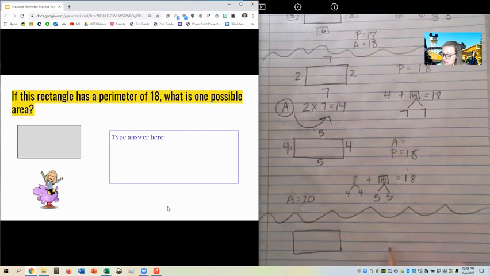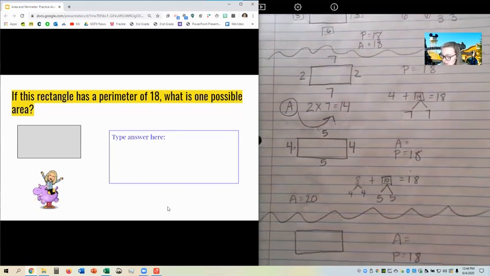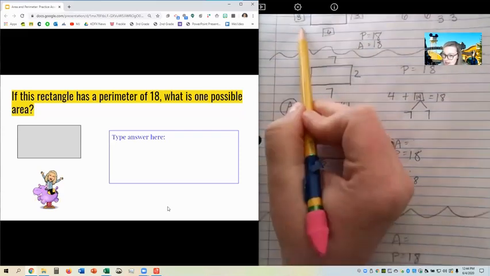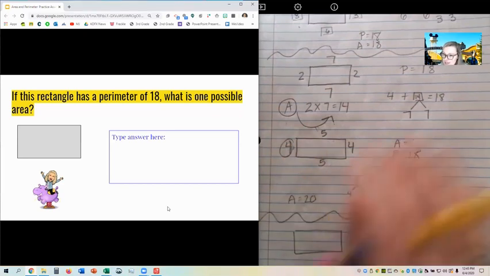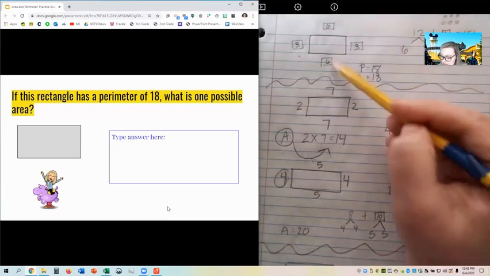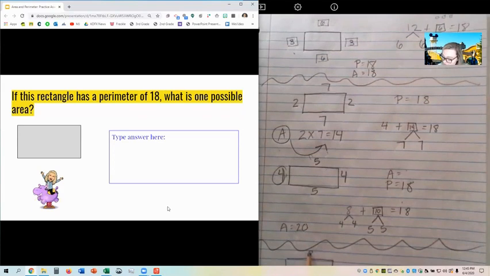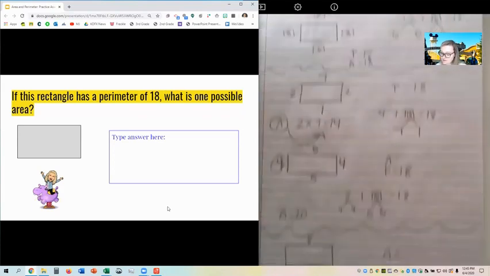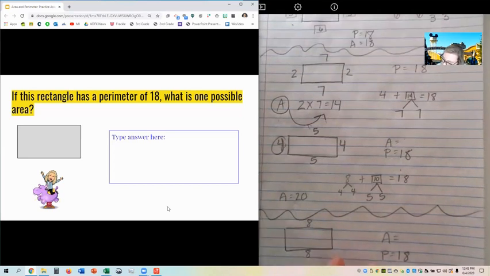So the area, we don't know, but the perimeter is 18. So we tried 2s, we tried 3s, and we tried 4. Let's try, and we already know 5 works, right, because of this. Oh, and 6 is going to work, because here's our 6. 7s, let's try 8. 8 plus 8 is 16.